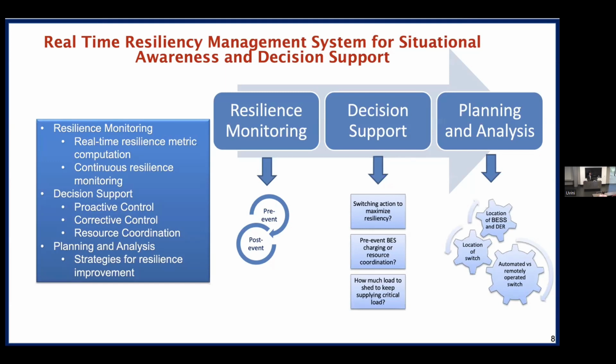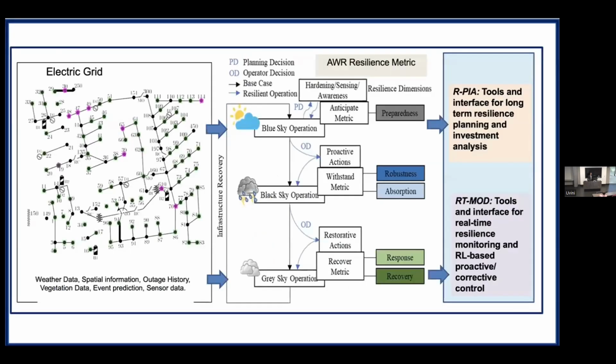In planning analysis, we can also determine the location of switches, location of DERs, and also the location of automated switches to place so that resilience is maximized. So with all these things in mind, that's what we focused on.